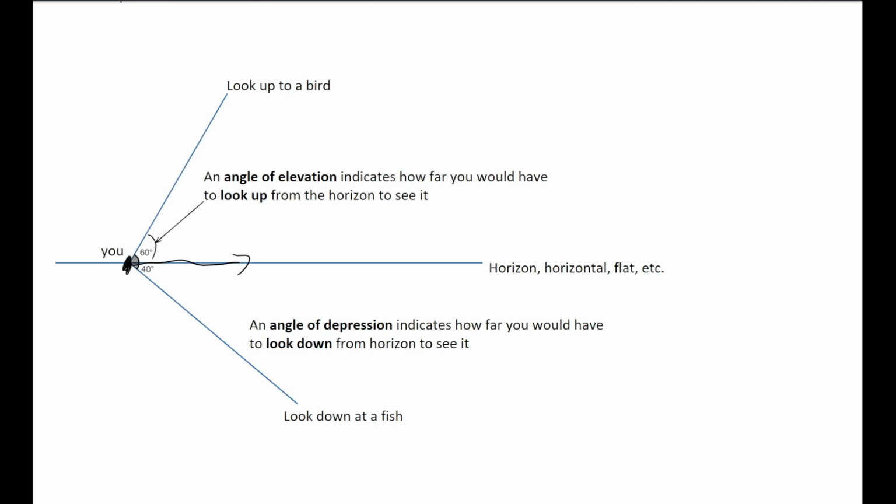So elevation as in to elevate, as in to go up, and depression as in you're feeling sad, you are feeling down. So if you get told that something is at a certain angle of elevation, that means that it is above the point of reference, and if it's an angle of depression, then it's below the point of reference.